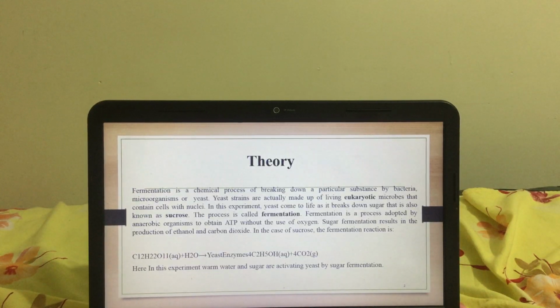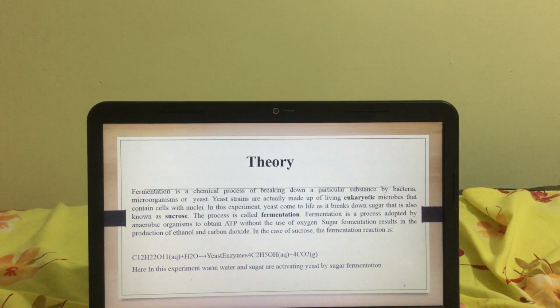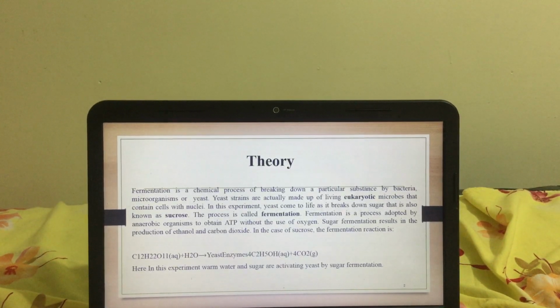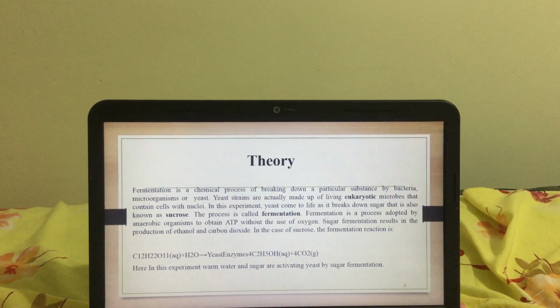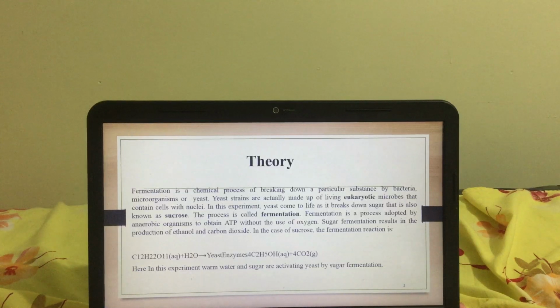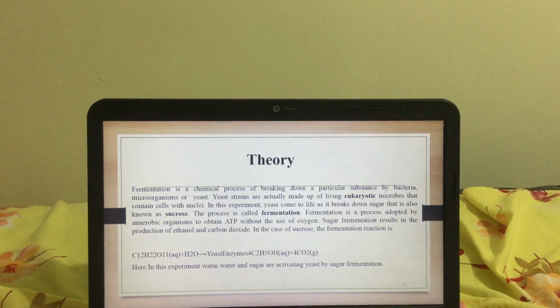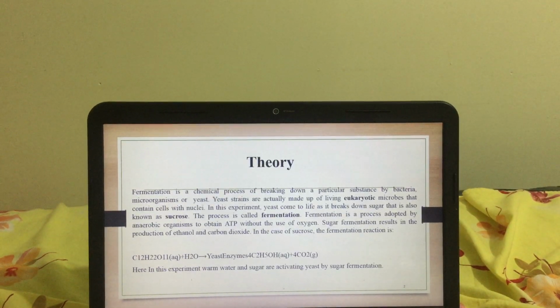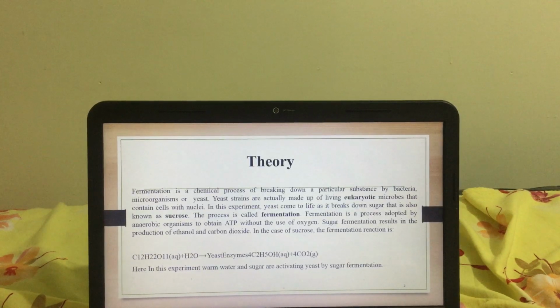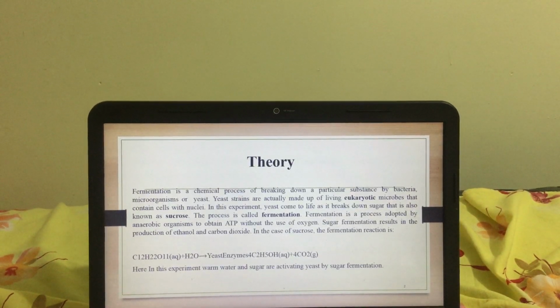Fermentation is a process adopted by anaerobic organisms to obtain ATP without the use of oxygen. Sugar fermentation results in the production of ethanol and carbon dioxide. In the case of sucrose, the fermentation reaction is as follows. In this experiment, warm water and sugar are activated by yeast through sugar fermentation.